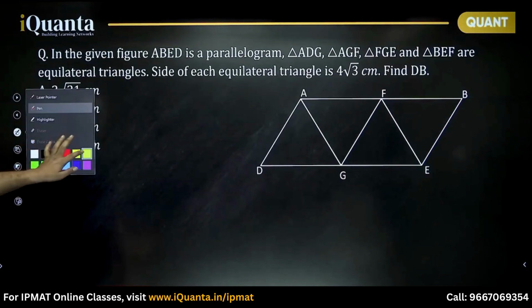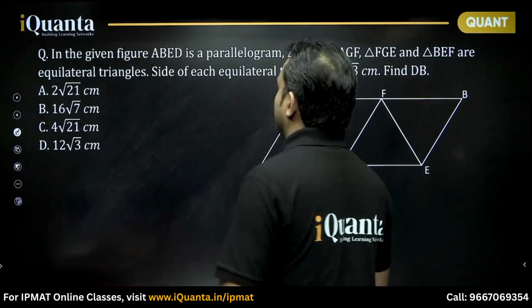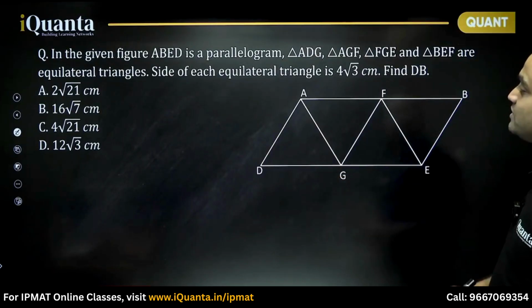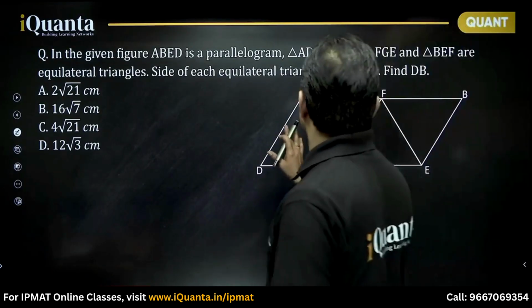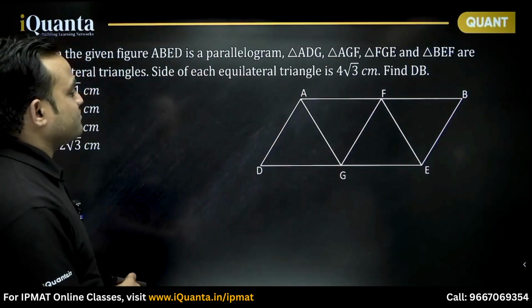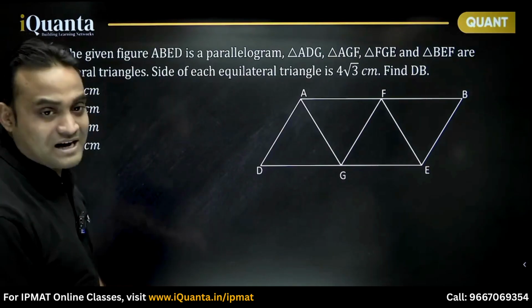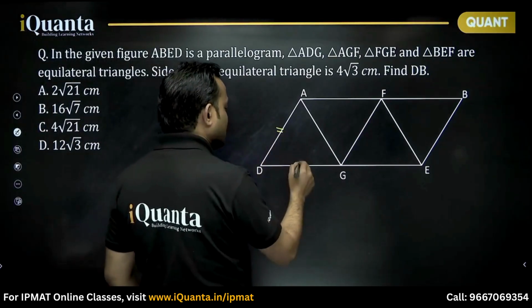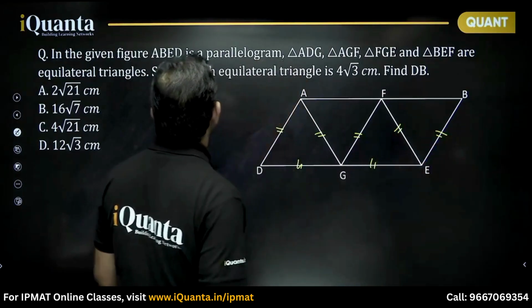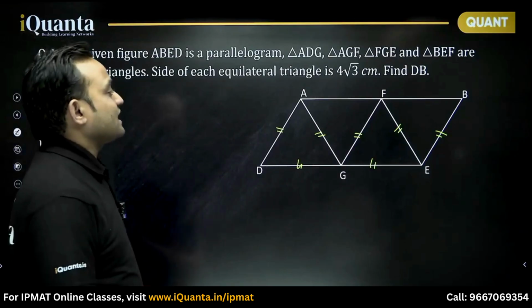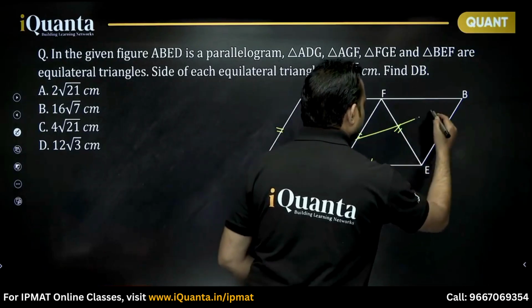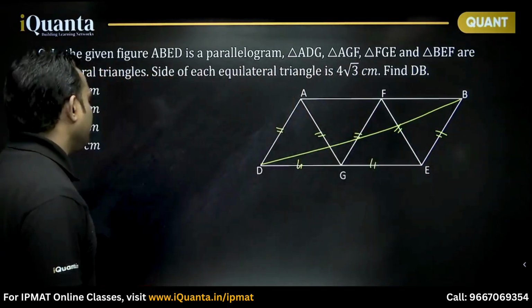Now, next question. It says in the given figure ABED is a parallelogram. Triangle ADG, triangle AGF, triangle FGE, and triangle ABF are equilateral triangles. So basically all of these lengths are equal, right? All of these lengths are equal. The side of each equilateral triangle is 4 root 3. Find DB. We need to find the length of DB. How do we find this length?